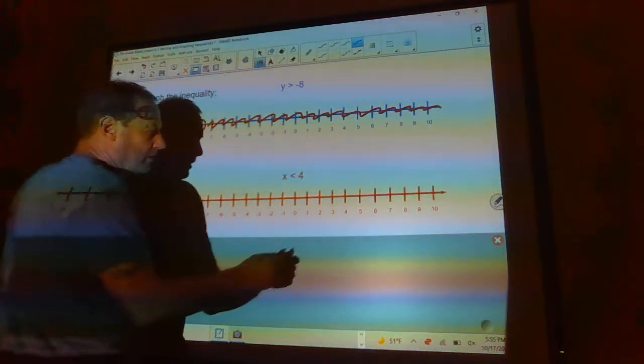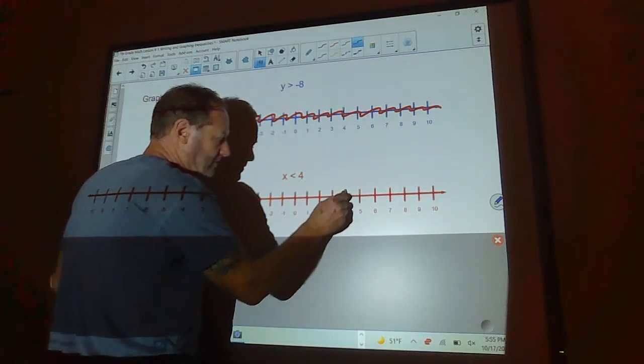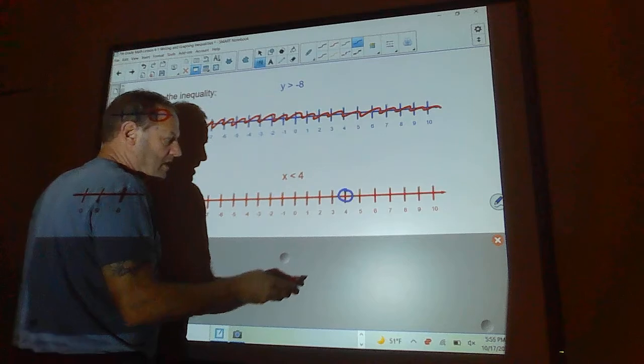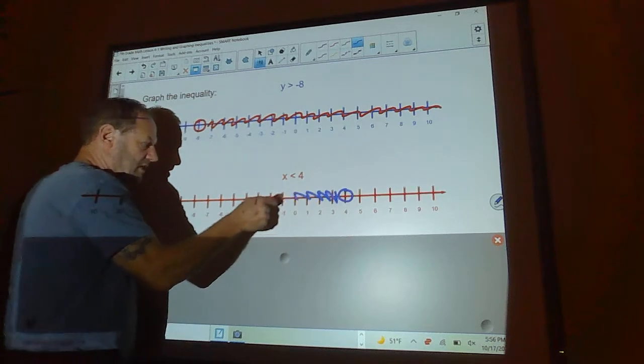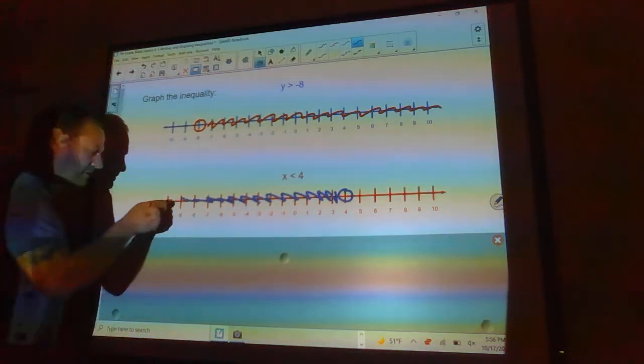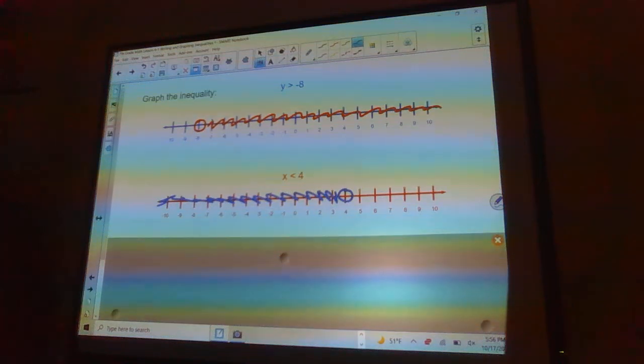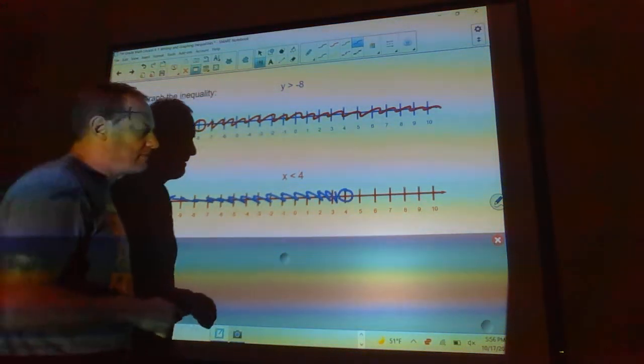Okay, so you're going to go to 4. Here's 4. It's less than again, so it's an open circle. And I want less than, so I'm shading to the left. Okay, so there's my x is less than 4.